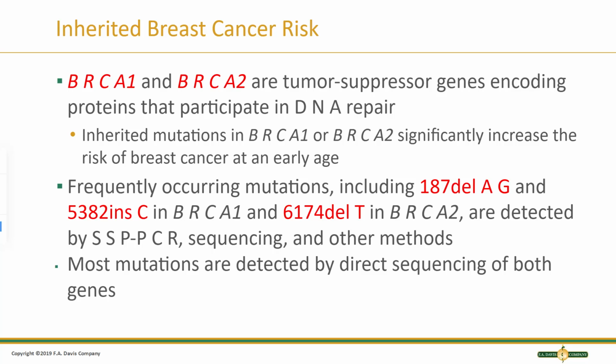Inherited breast cancer risk. BRCA1 and BRCA2 are tumor suppressor genes encoding proteins that participate in DNA repair. Inherited mutations in BRCA1 or 2 significantly increase the risk of breast cancer at an early age. Frequently occurring mutations are listed here, and they're detected by SSP, PCR, sequencing, and other methods. Most mutations are detected by direct sequencing of both genes.